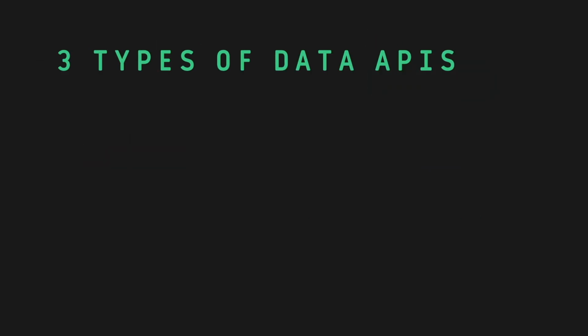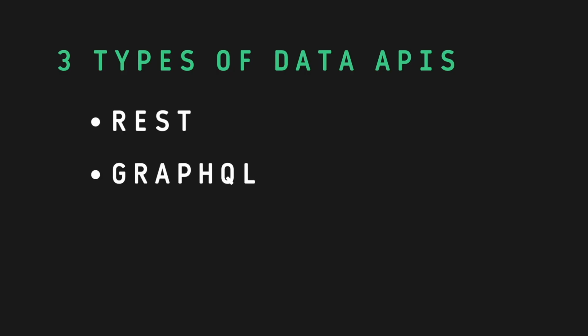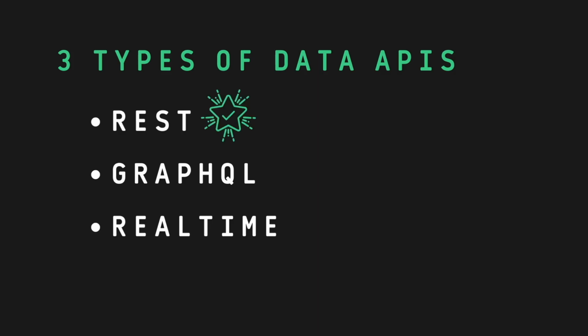So Supabase provides three types of data APIs. We have REST, which interacts with your database through a REST interface. We have GraphQL, which interacts with your database through a GraphQL interface. And we have Realtime, which listens to database changes over WebSockets. So in this tutorial, we'll interact with REST.